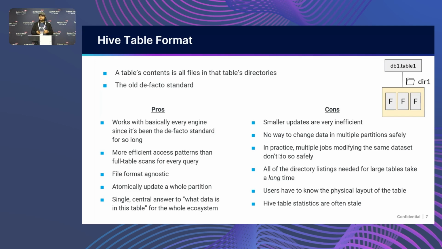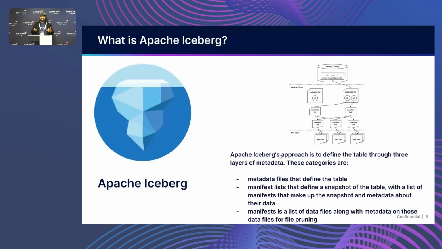But there are reasons you might specifically want to migrate to Apache Iceberg. What Apache Iceberg does differently is that it really breaks away from that directory format. It doesn't matter where your files are. With Apache Iceberg, your table is defined by a tree of metadata, which has 3 layers.